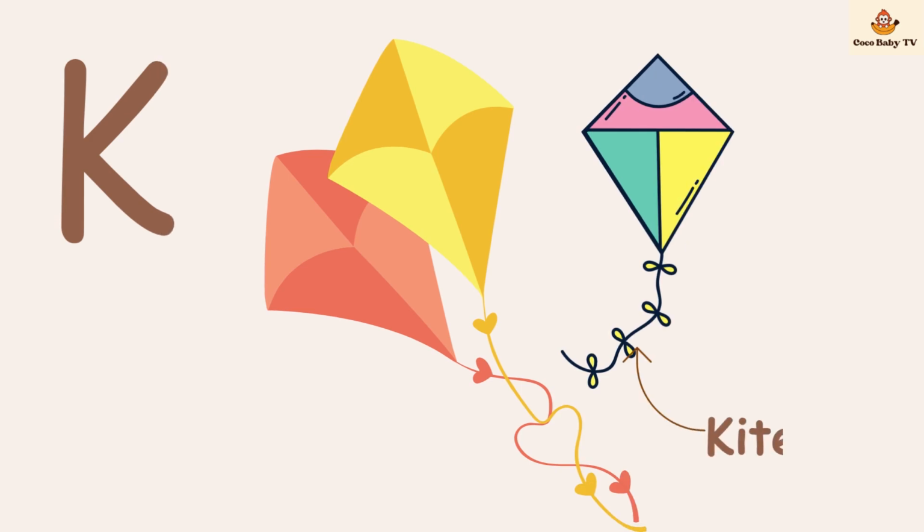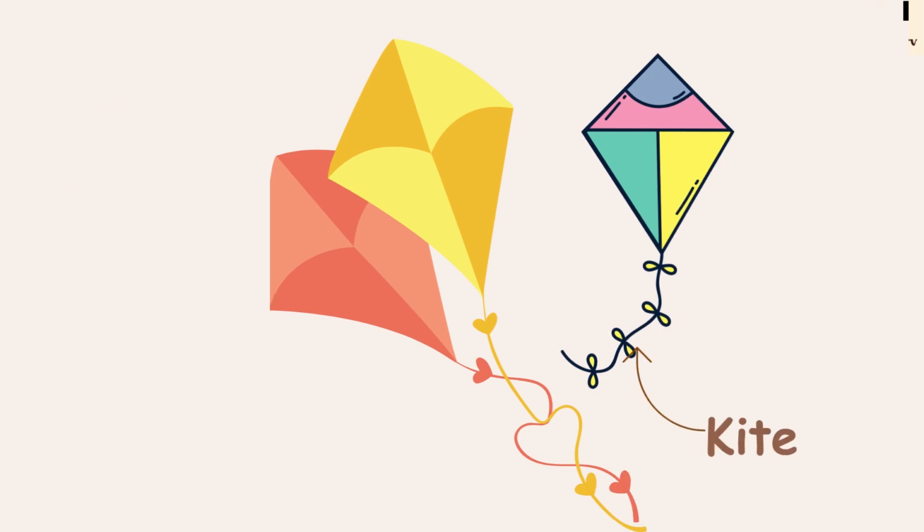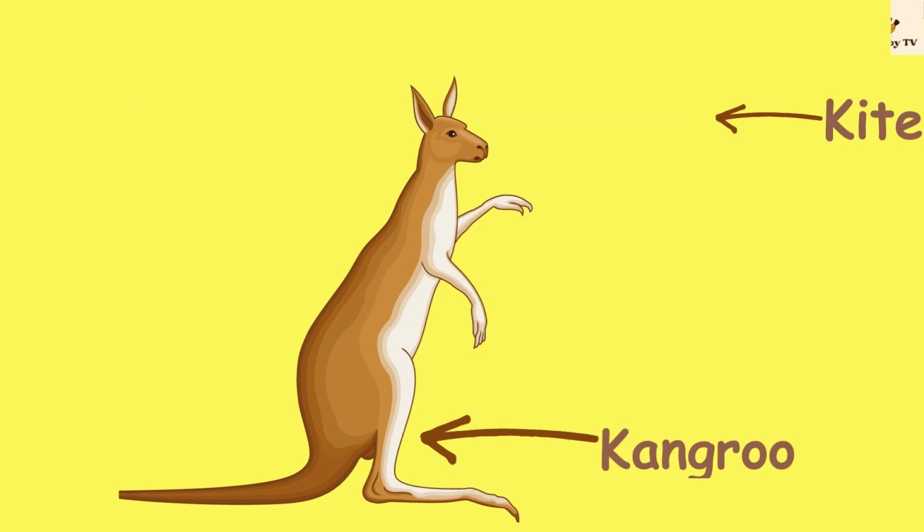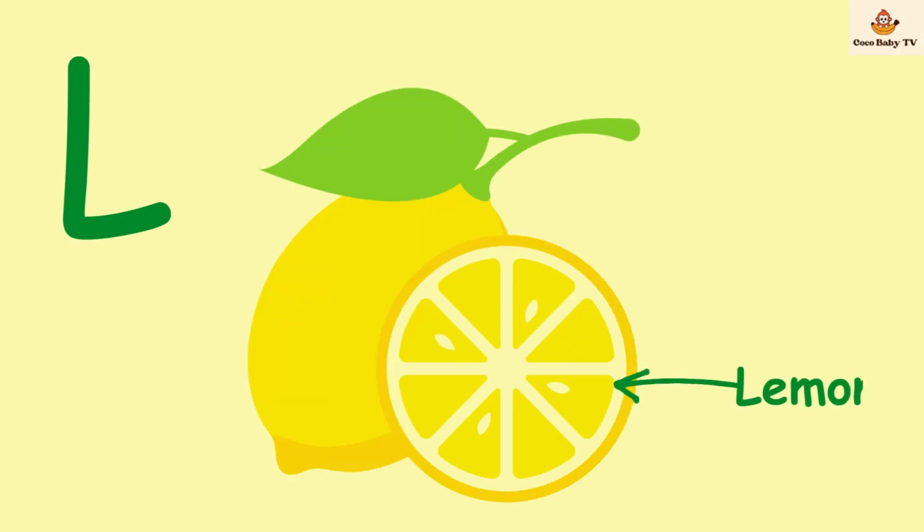K is for kite. K is for kangaroo. K is for kite. Kangaroo flies the kite. L is for lemon.